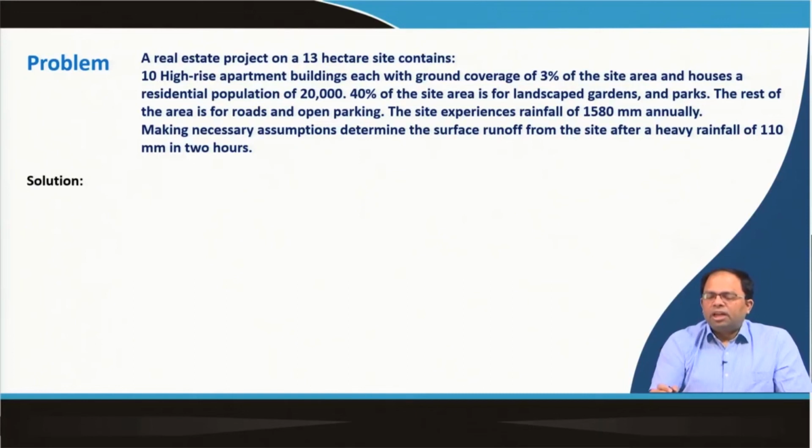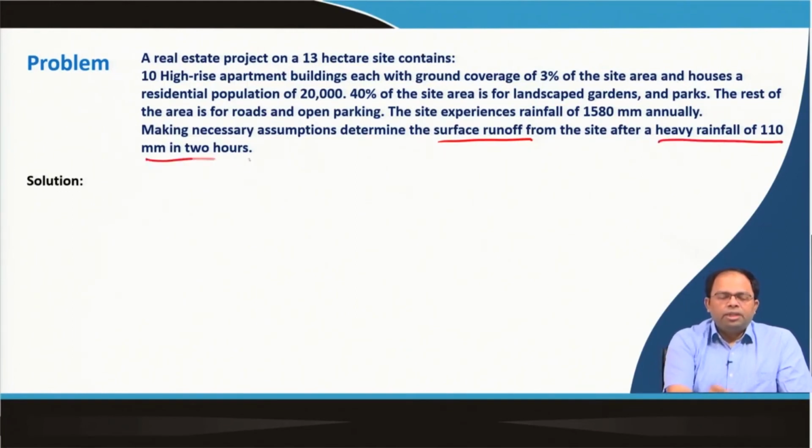The site experienced rainfall of 1580 millimeter annually. Making necessary assumptions, determine the surface runoff from the site after a heavy rainfall of 110 millimeter in 2 hours. A lot of information is given, but maybe we don't need all the information to determine the surface runoff from this site after a heavy rainfall of 110 millimeter in 2 hours. So, how do we solve that? Let us see.